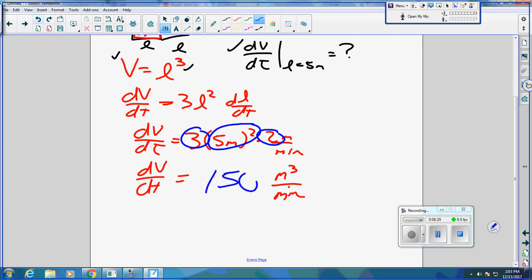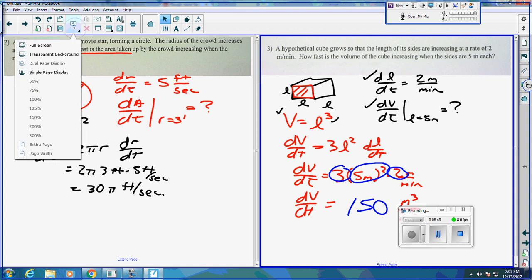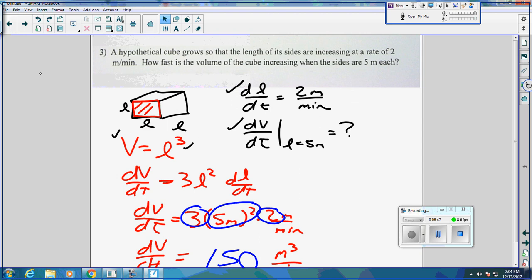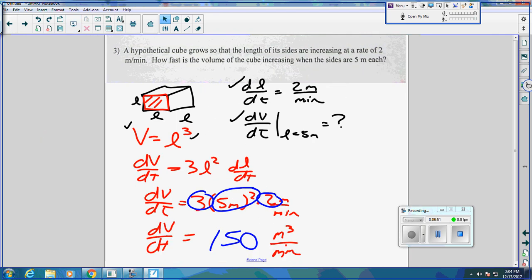Everyone, to put that in perspective, holy crap, a dump truck is about 10 cubic meters. So you are bringing 15 dump trucks worth of volume to this cube right now, the way it's growing. It is a problem that I can't even picture, all right? It is a huge amount. But again, that's what it says.